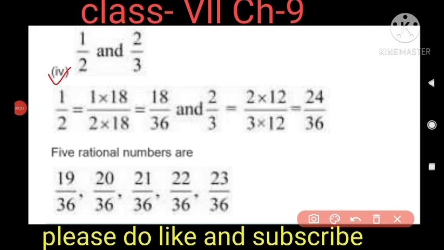So 1 upon 2 and 2 upon 3, isn't it? Now here you can see their denominators are not the same. So what will I do? I will make the denominators equal.